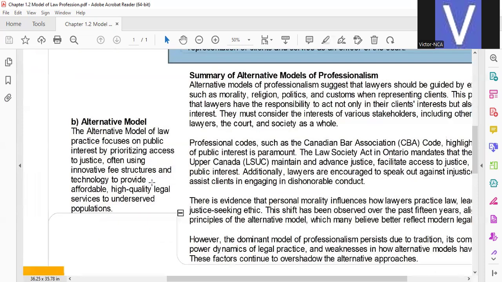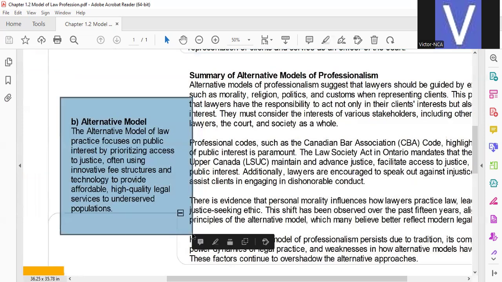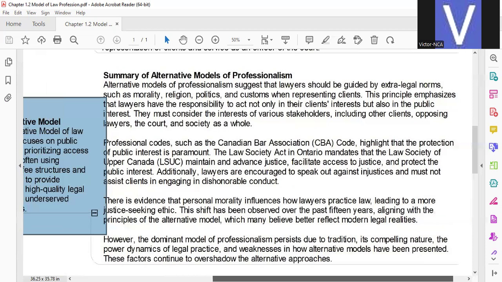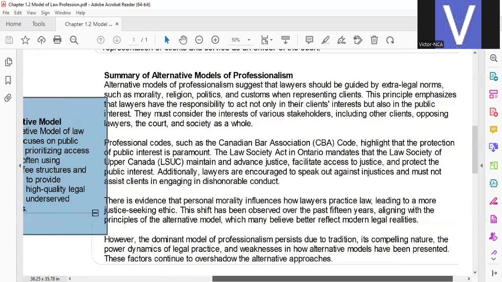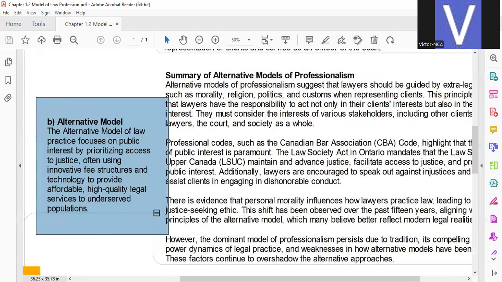Another model is the alternative model, which says that law practice focuses on the public interest, and this is done by prioritizing access to justice, often using innovative fee structures and technology to provide affordable yet high quality legal services to underserved populations.